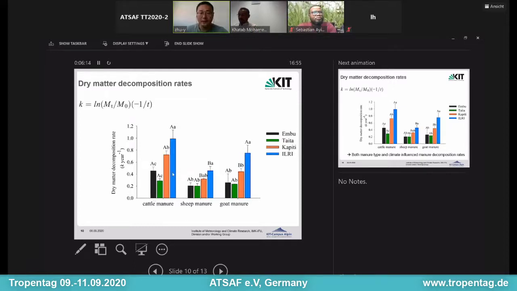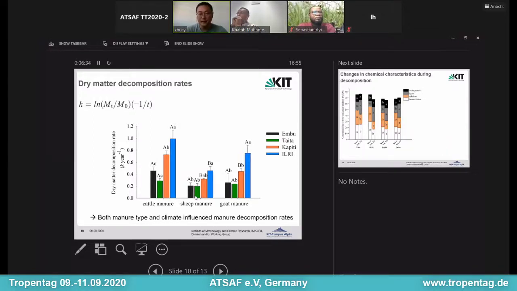And if we focus on one soil, at one site, but a different manure type, we find the cattle manure always decreases faster than goat and sheep. So this means both manure type and climate will influence manure decomposition rate. But contrary to our hypothesis, the cattle manure, which had a higher C:N ratio and lower nitrogen concentration, decomposes faster.